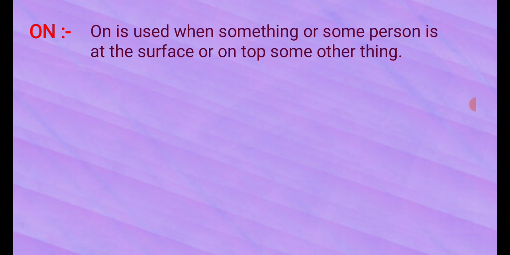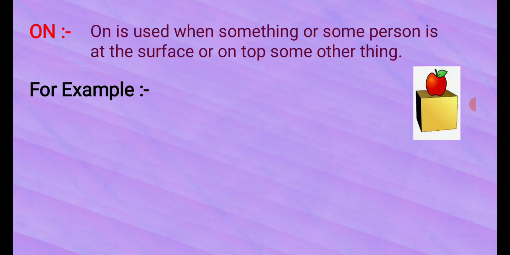Let's move on. Next one is on. Now let's see when we use on. On is used when something or some person is at the surface or on the top of another thing. It means that the surface of the other thing and the object touch each other at one level. At that time we use on. So let's see the example. First of all, look at the picture.